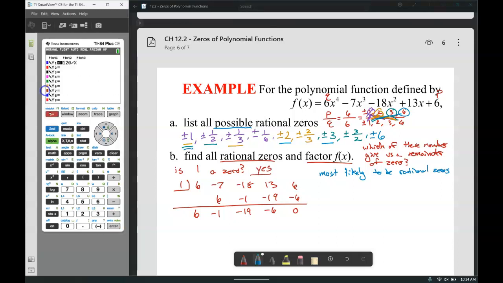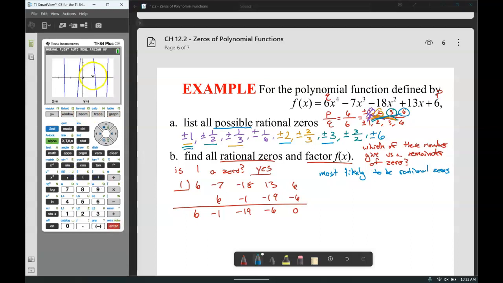All right, so what we'll do is we're going to open up our graphing calculator, and we're going to graph 6x to the fourth power. Oopsies, let me fix that. 6x to the fourth power minus 7x to the third minus 18x squared plus 13x plus 6. And we're going to graph it. And we're going to look, and let's zoom in a little bit. Let's zoom in right there in the center.